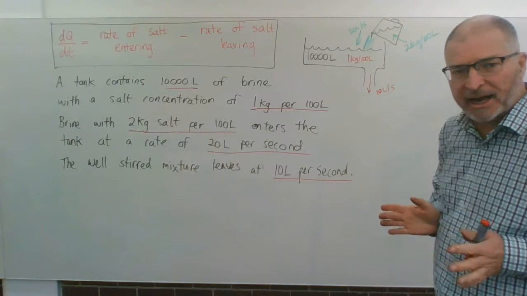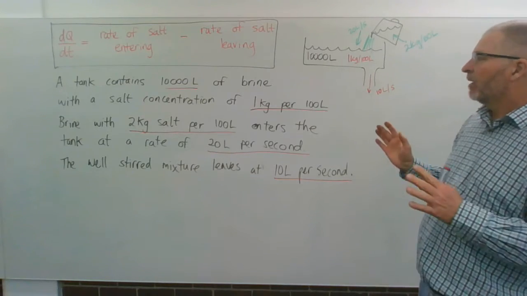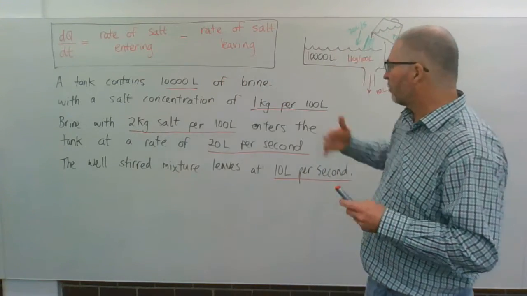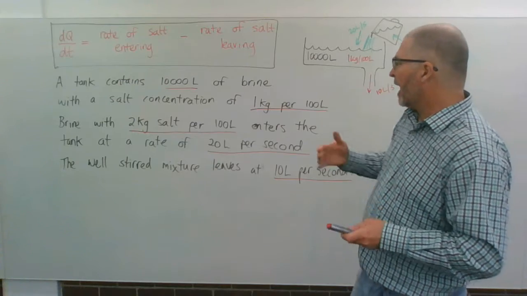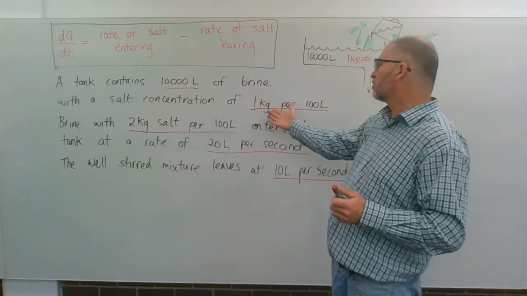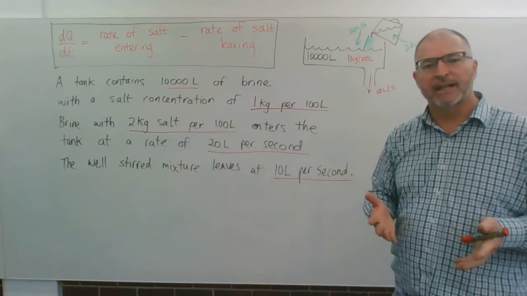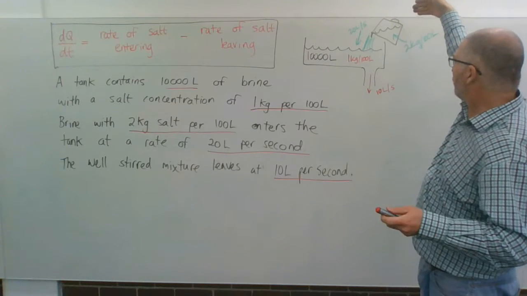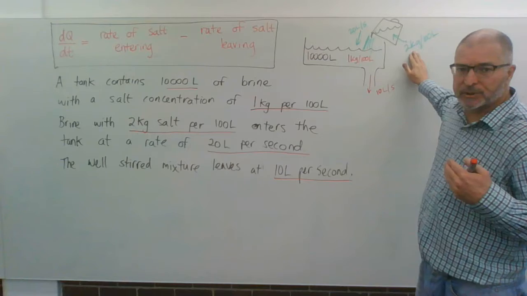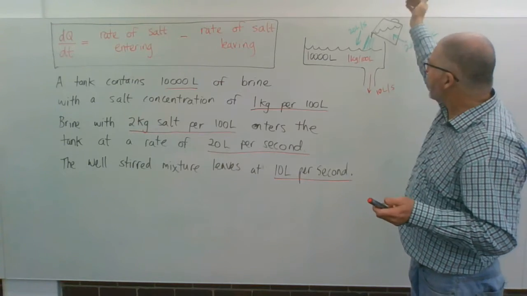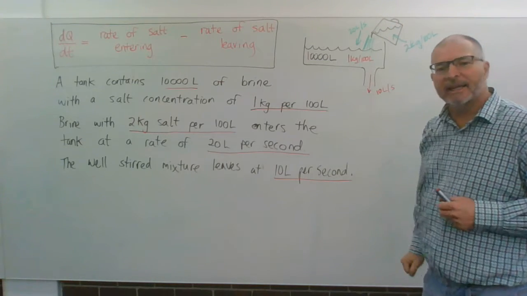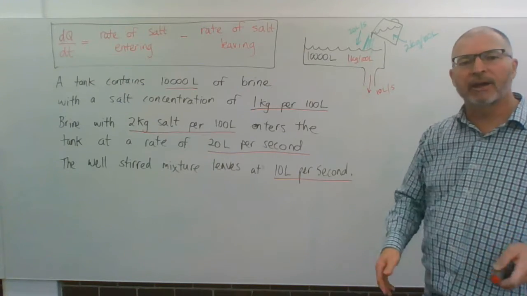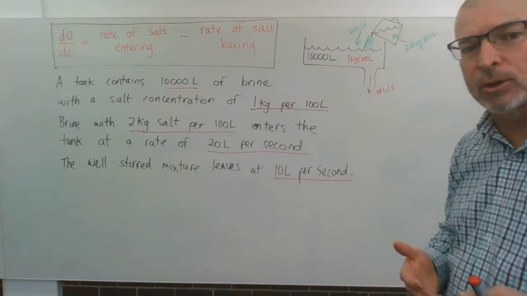So what were the details? Well, the tank originally has 10,000 litres of brine, which is salt water, and the concentration originally was 1 kilo per 100 litres. Then we got some brine, which was 2 kilograms per 100 litres, and started tipping it in at 20 litres per second. But now we're also at the same time removing 10 litres per second of the solution.